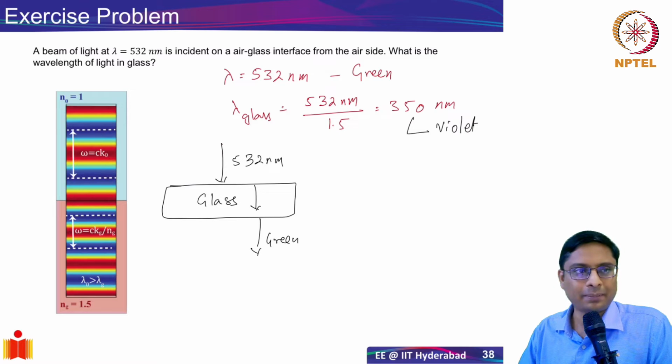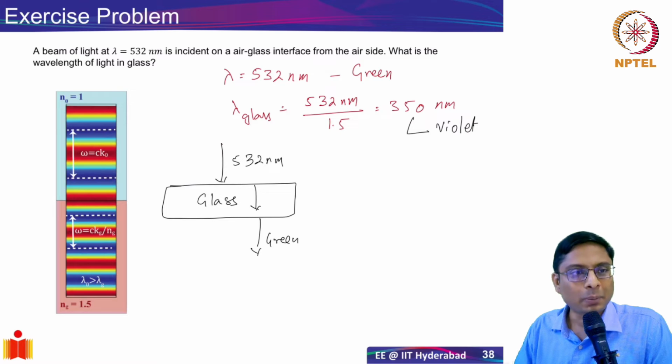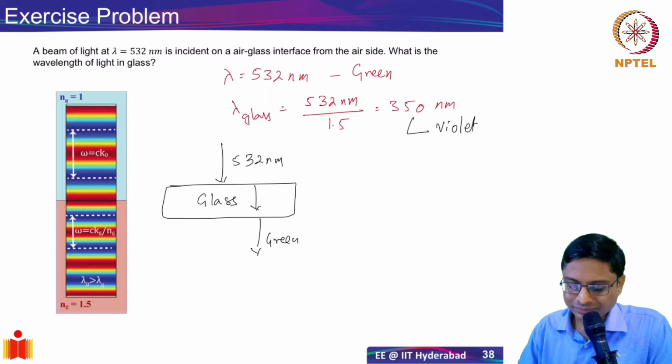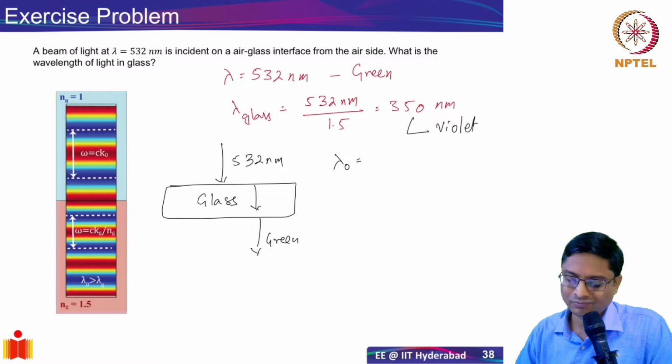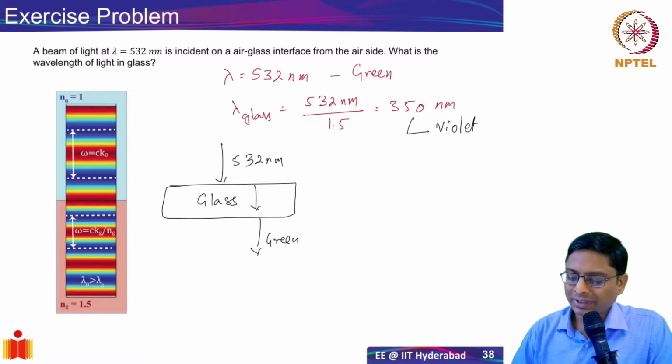So what is happening? We already said when we discussed the dispersion that the frequency is a property of the source, and that doesn't change just because the light is incident on a medium, right? So how do you resolve this? There are multiple ways to look at it. We already talked about it: I have the free space wavelength lambda naught, which is given to me. Let me try to calculate the frequency. The frequency is simply c by lambda naught, right?